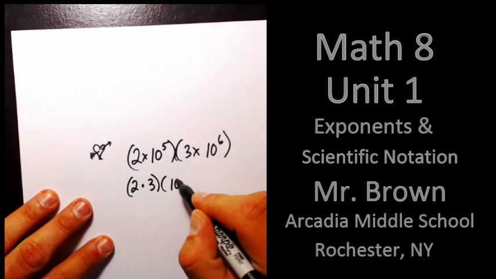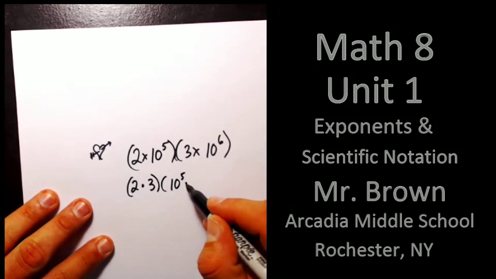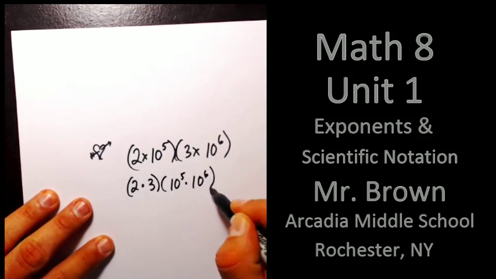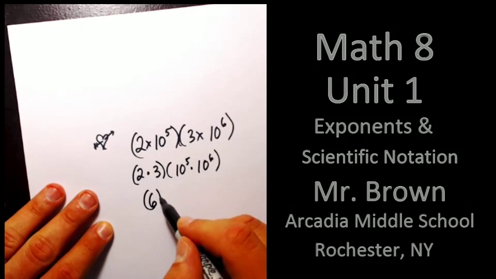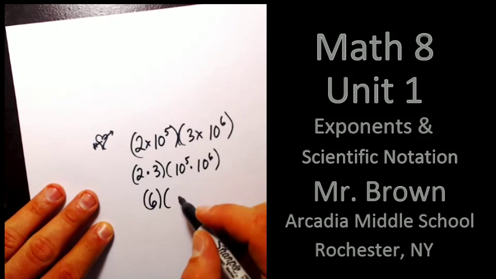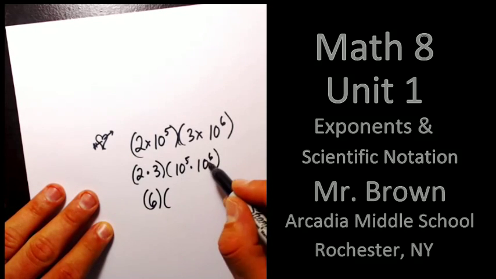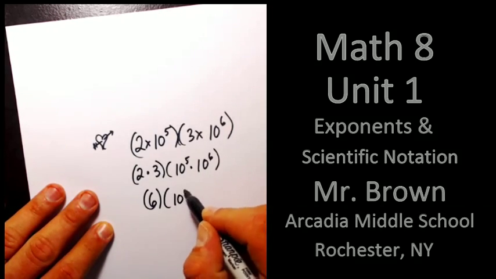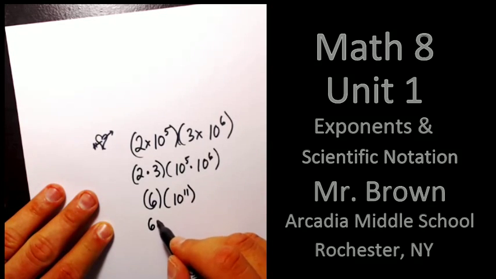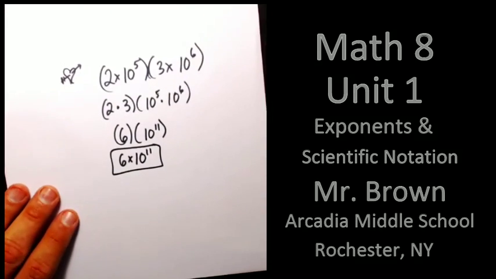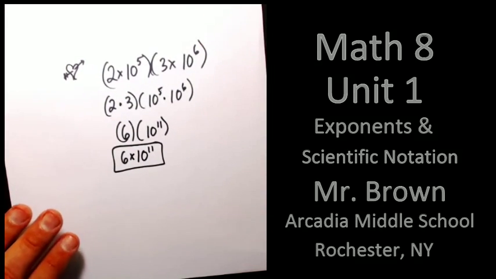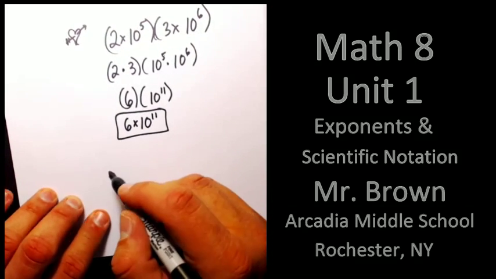And so you can go like this: 2 times 3 times 10 to the fifth times 10 to the sixth. 2 times 3, that's 6. 10 to the 5th times 10 to the 6th is 5 multiplying 10s and 6 multiplying 10s. This is scientific notation, but another way you can express it is 6 times 10 to the 11th power.